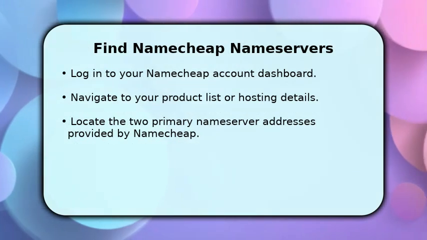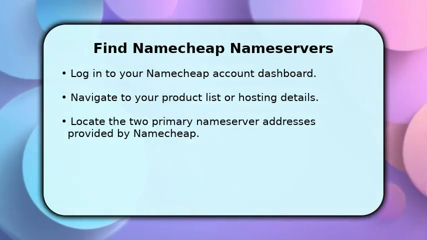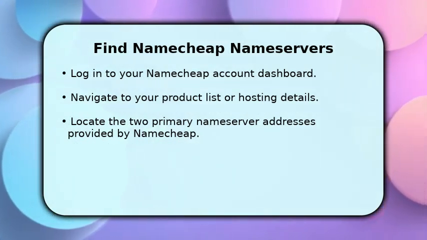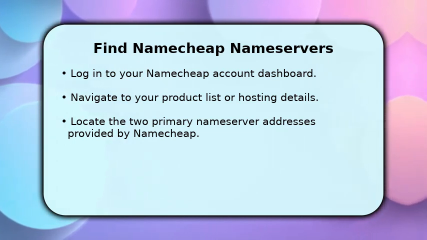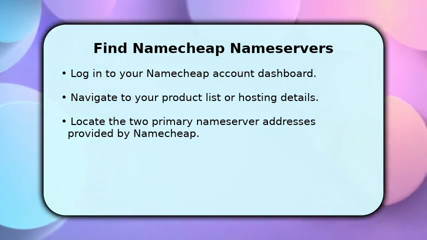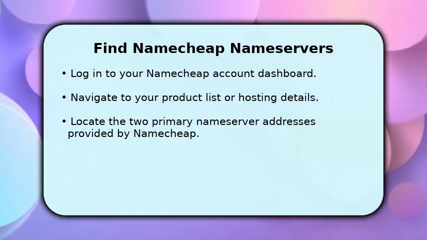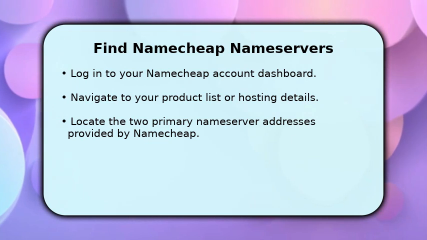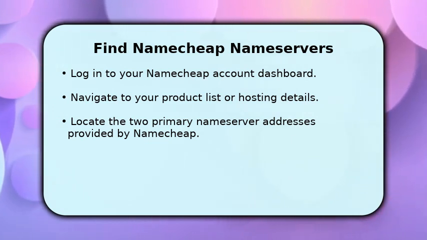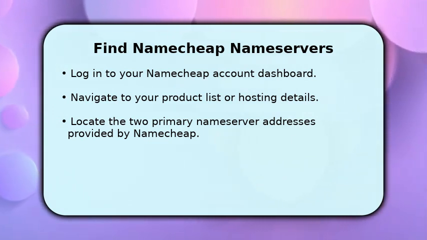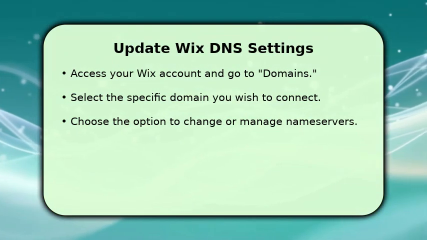To begin, log into your Namecheap account. Once inside your dashboard, navigate to your hosting product details. Here, you will find the crucial information, your Namecheap name servers. Typically, there are two distinct name server addresses, such as dns1.namecheap.com and dns2.namecheap.com. Make sure to accurately copy both of these addresses, as they are essential for the next step in connecting your domain.